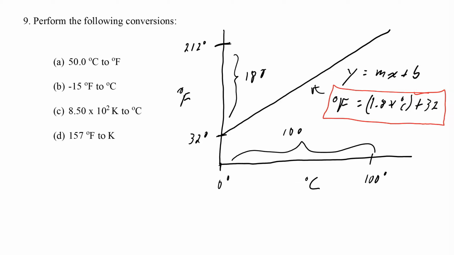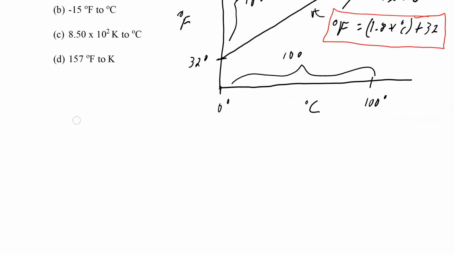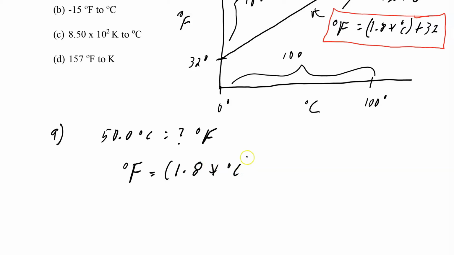So in our first problem, problem A, we're asked to convert 50 degrees Celsius to degrees Fahrenheit. So let's rewrite that equation because we're going to need it here. For 9A, our problem is asking us to convert 50.0 degrees Celsius equals question mark degrees Fahrenheit. Well, our equation: degrees Fahrenheit is equal to 1.8 times degrees Celsius plus 32.